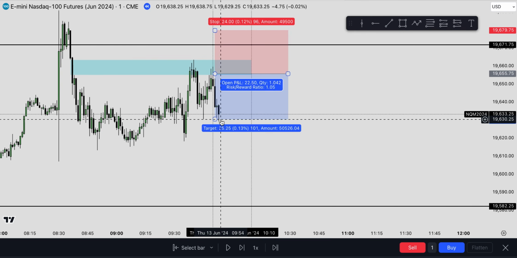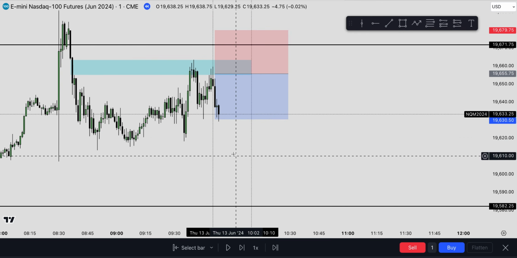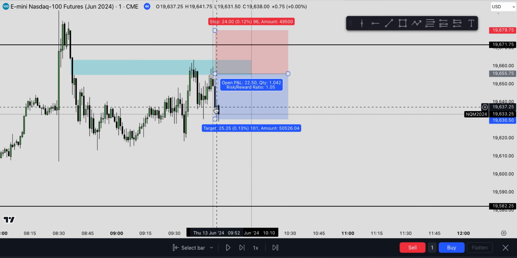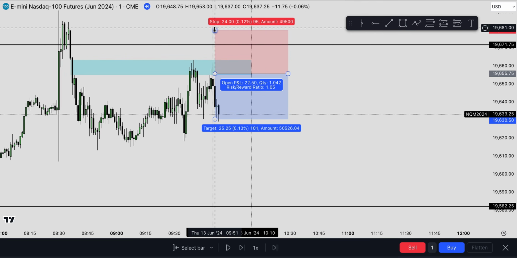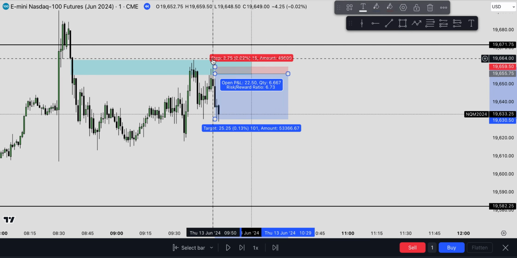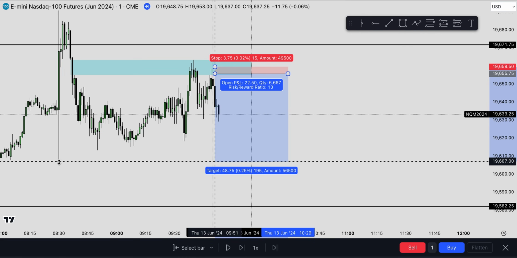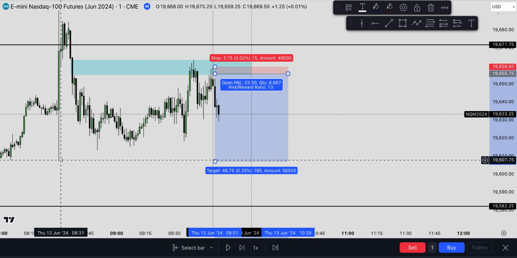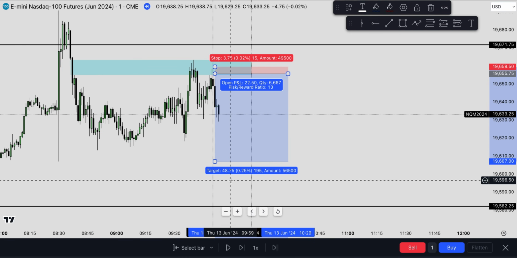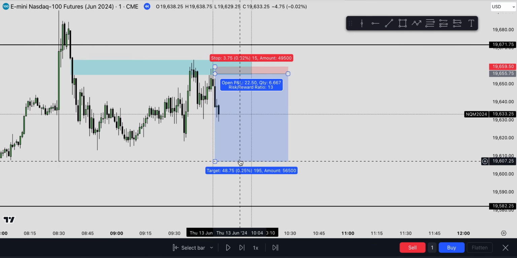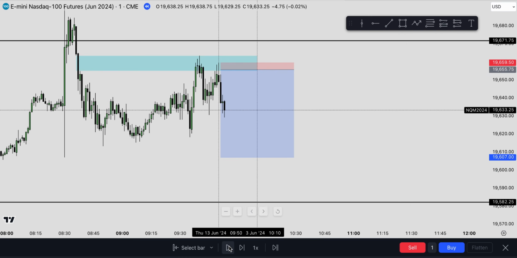Boom. TP1 smashed. So once that happens, you want to close 50% of your position and put your stops just above this swing high here. We're going to target this swing low here, which is 48.75 handles. That's close enough. This is going to be our second TP. So let's see if we get that.